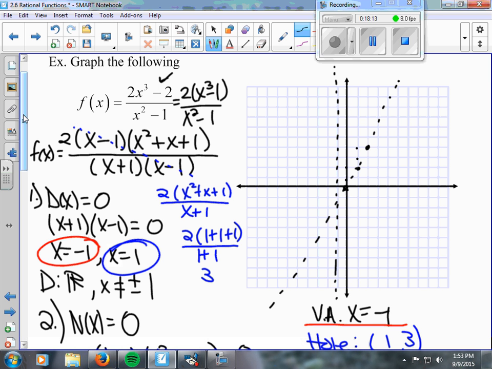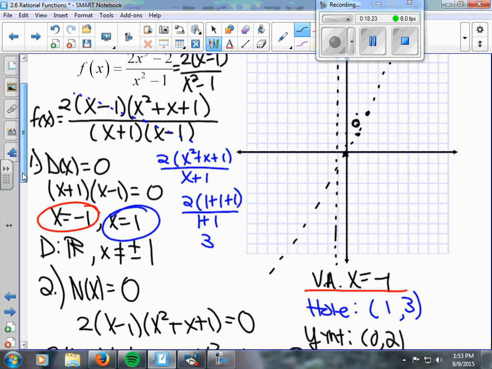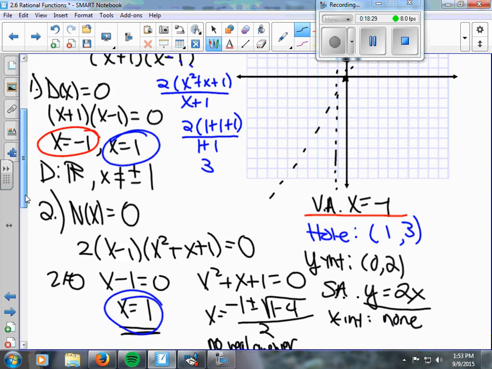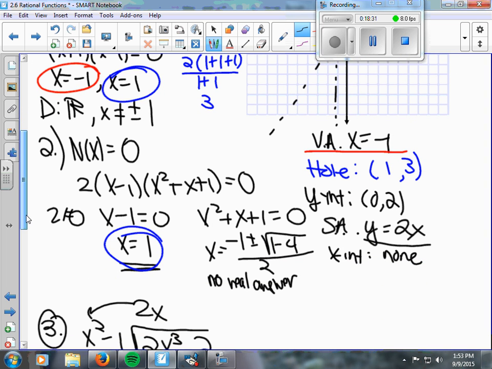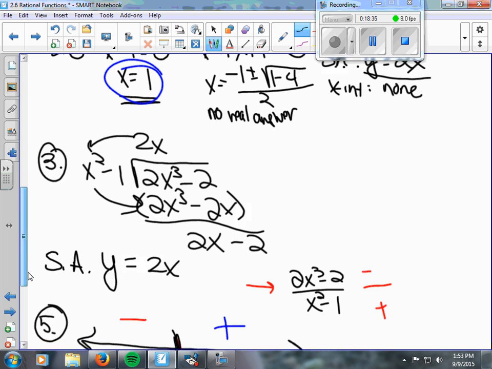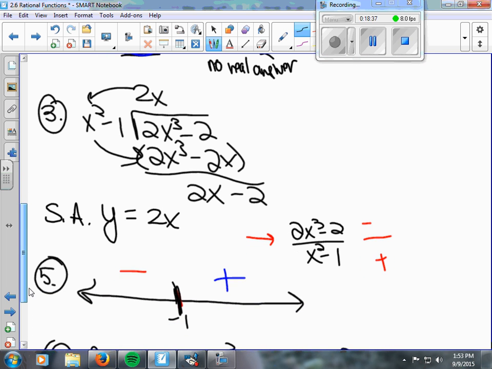All right, let's plot my hole. My hole is at 1, 3. 1, 2, 3. So it's right here, just north of that asymptote. I have a y-intercept of 0, 2. That's this point here. And I think those are the only actual points I have, because I have no other intercepts, no x-intercepts. And I know that I have no symmetry.